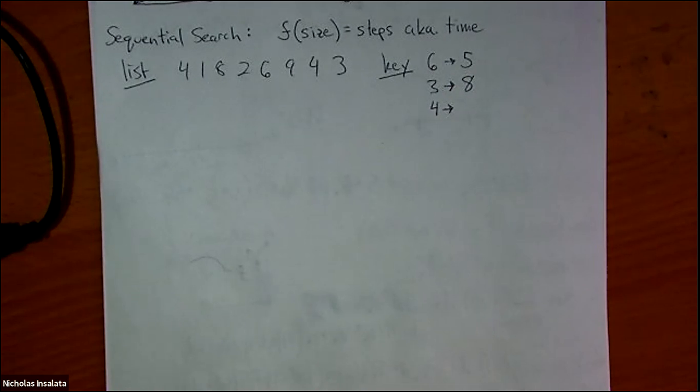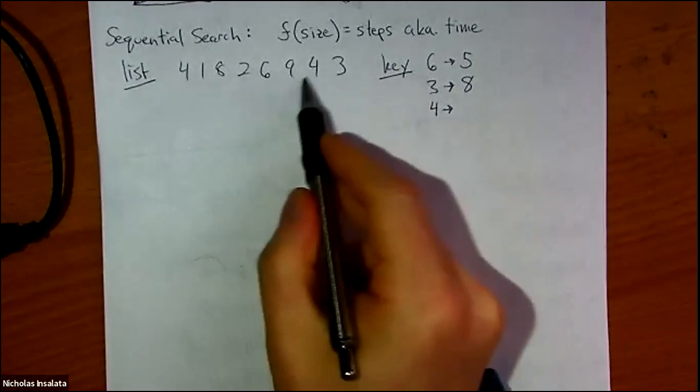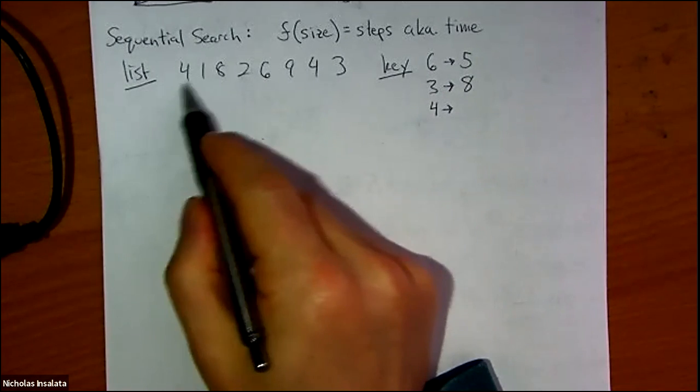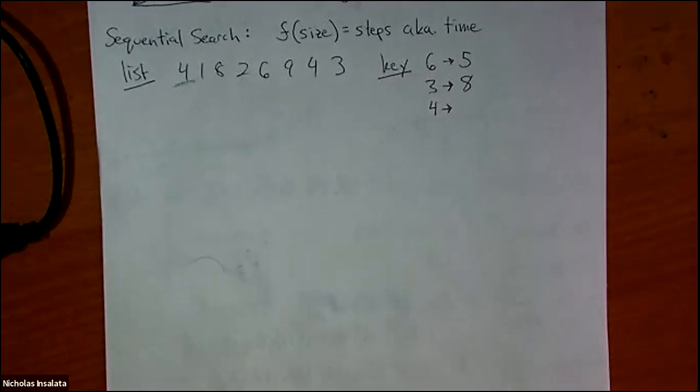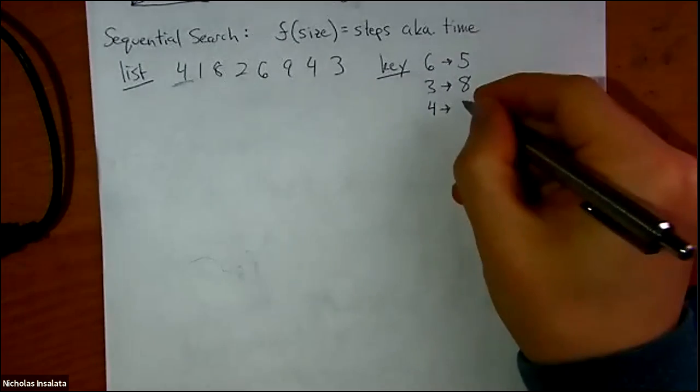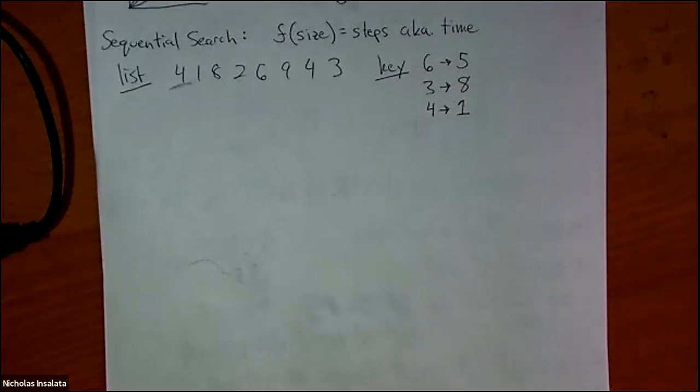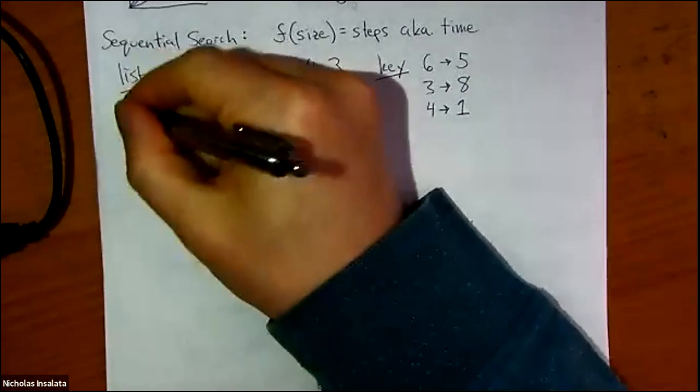Yeah, 1, right? That's a tricky one because there's 2 4s on the list. And with sequential search, it'll reveal the first one before it gets to the second one. So 4 is just going to take 1 step. Okay. And so here's the question. What's the worst case scenario for how many steps this sequential search is going to take?